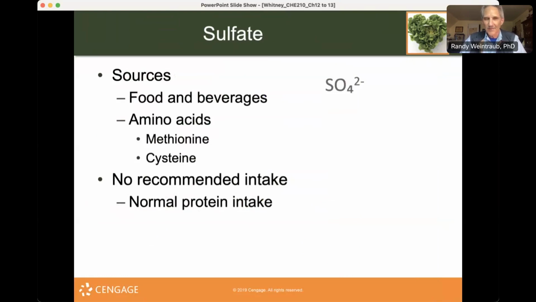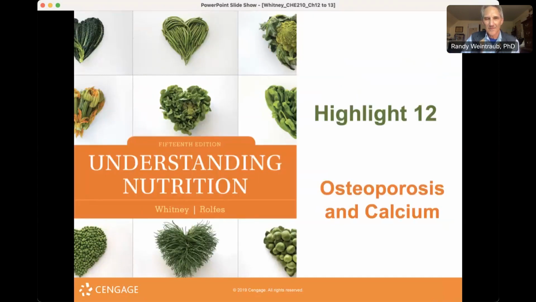Okay, sulfate, not really a mineral, but more an ion, but it's grouped in along with minerals, and that's its formula right there. SO4 2 minus. It's a polyatomic ion in terms of its chemical description. Why is it important? It's an important part of amino acids, methionine and cysteine, and some of the non-essential amino acids that we produce in our body. There's no recommended intake; the normal protein intake is usually satisfactory.